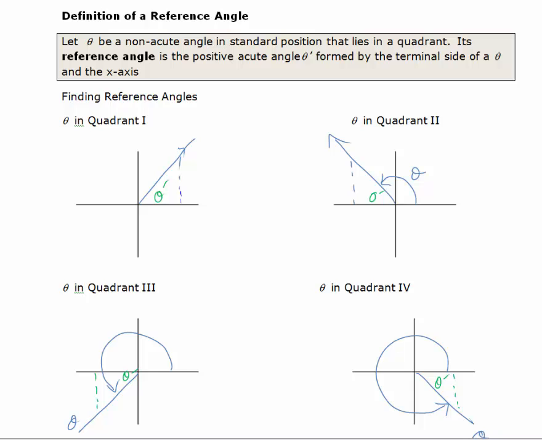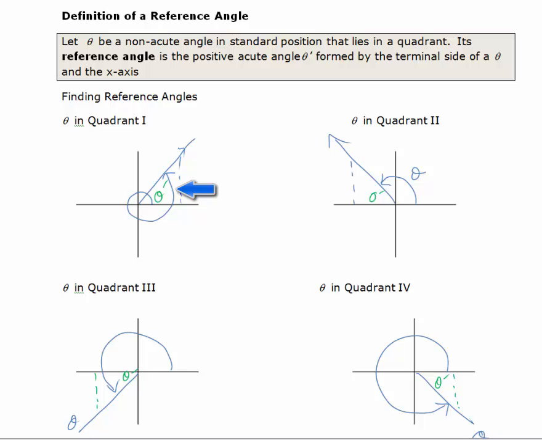It says, let theta be a non-acute angle in standard position that lies in a quadrant. Its reference angle is the positive acute angle formed by the terminal side of theta and the x-axis. So if you have an angle that ends in the first quadrant, so we could rotate maybe around once and around again, but that reference angle is that acute angle that you make with the x-axis.